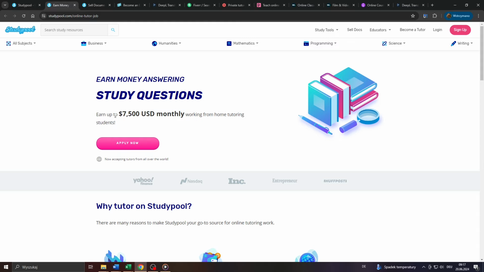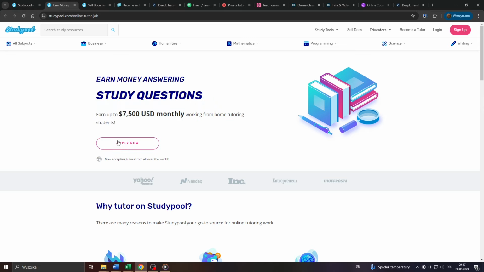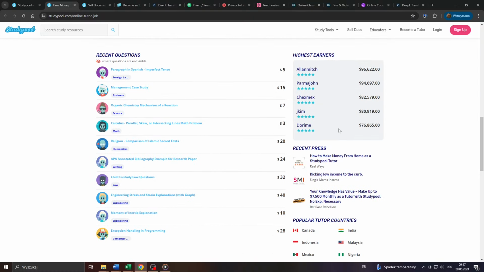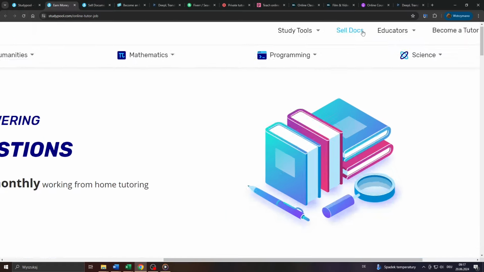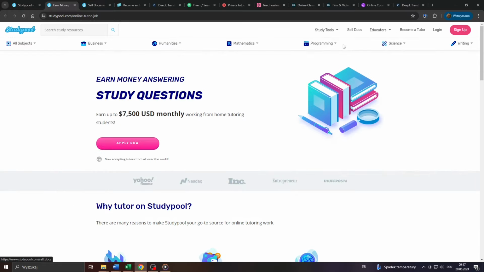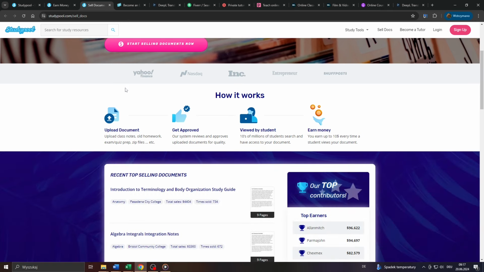However, bear in mind, guys, that working as an online tutor requires you to be active and to contribute and answer these questions actively to earn amounts of money like that. So I wouldn't really call it a source of passive income, to be honest. But luckily, there's also option number two, which would be selling your own homework, study documents, exam preparations or class notes, and using these as a source of passive income.